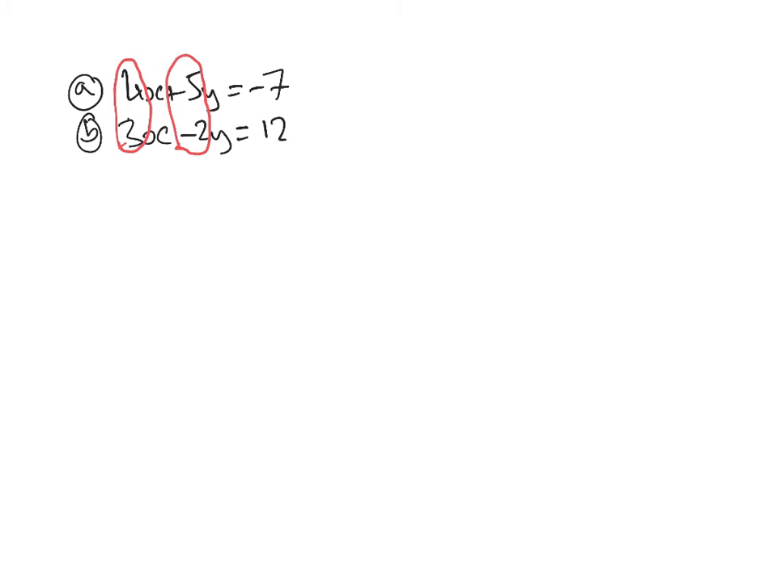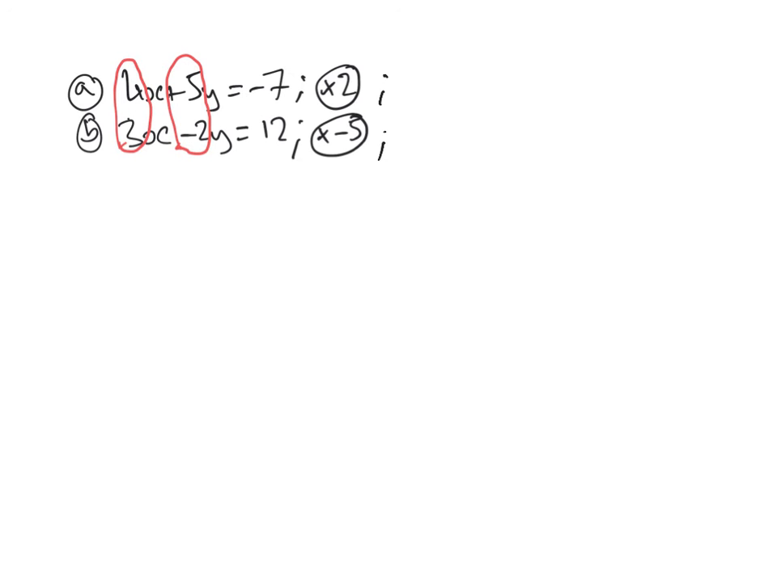Now, to do that, we need to multiply. To make positive 5 into positive 10, we're going to need to multiply by 2, because plus 5 times plus 2 gives us plus 10. For the second equation, the b equation, we need to multiply by negative 5, because negative 2 times negative 5 gives us positive 10. Now when we multiply one term in an equation, we have to multiply all of them to balance the equation out, to keep it in proportion. So you must multiply every number in that equation.